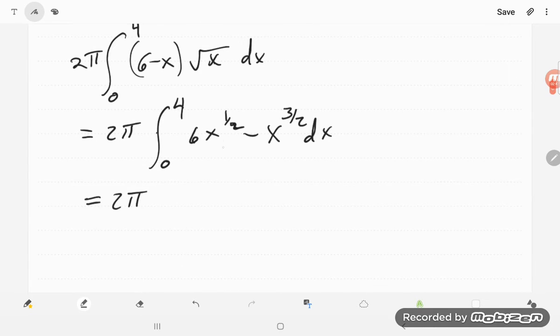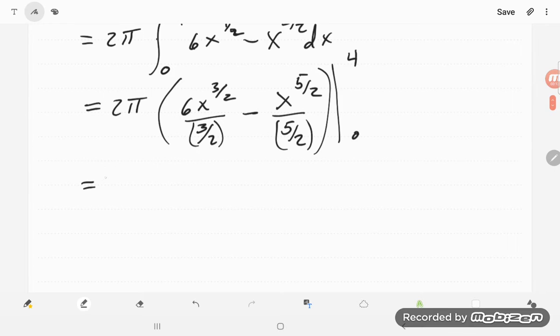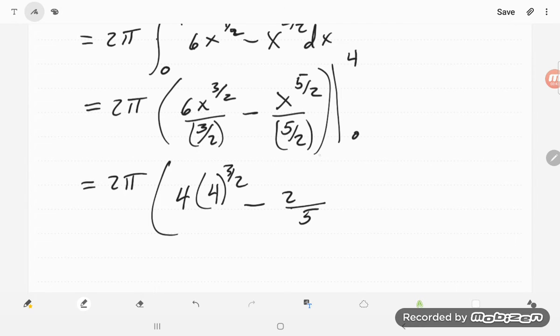And so this is 2 pi times, well, this is 6x to the 3/2 divided by 3/2 minus x to the 5/2 divided by 5/2. And that's from 0 to 4. Now, 0 doesn't matter. So this is 2 pi and 4. Well, so, okay. Invert and multiply, I've got 2/3 times 6. So the 6 over 3 makes a 2, and then times 2. So I get 4. And I have 4 to the 3/2. And then minus, invert and multiply again, I get 2 over 5 times 4 to the 5/2.